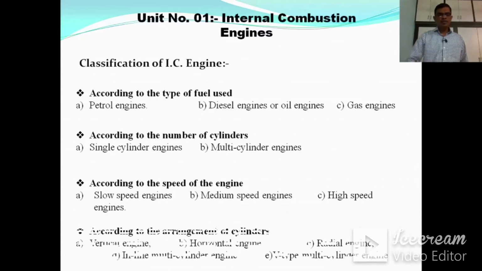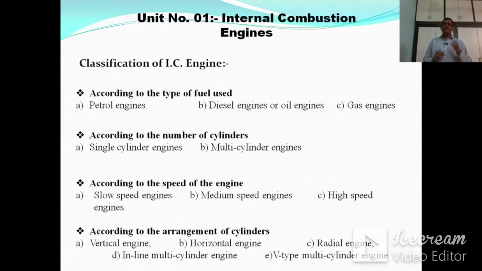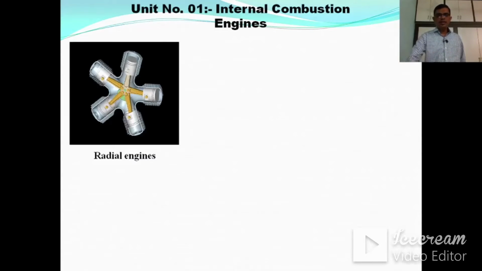And the last classification is according to the arrangement of cylinders. Vertical cylinder engine means the cylinder is vertical. Second is horizontal engine, meaning cylinders are horizontal. Next is radial engine, as we will see in the next slide. This is called the radial engine. In a radial engine there are a number of cylinders, the crank rotates in a circular manner and the piston reciprocates horizontally.